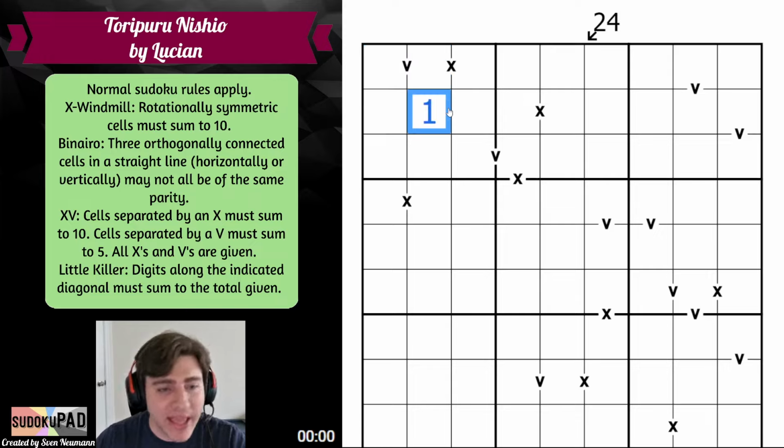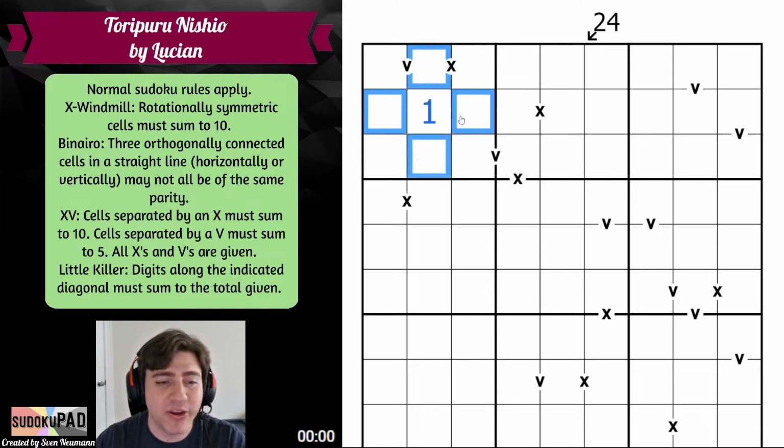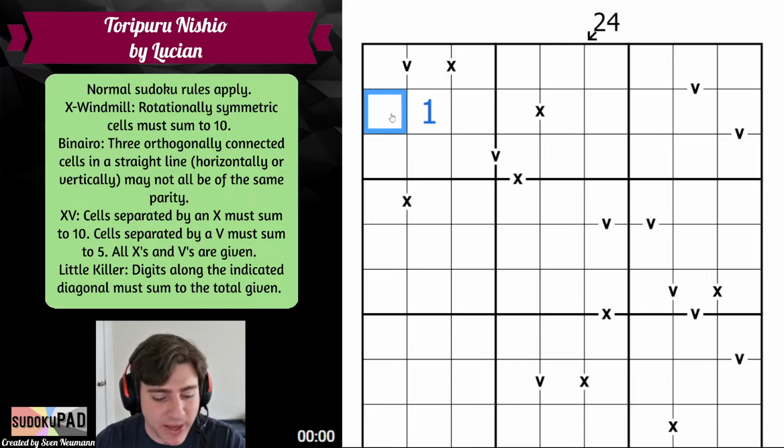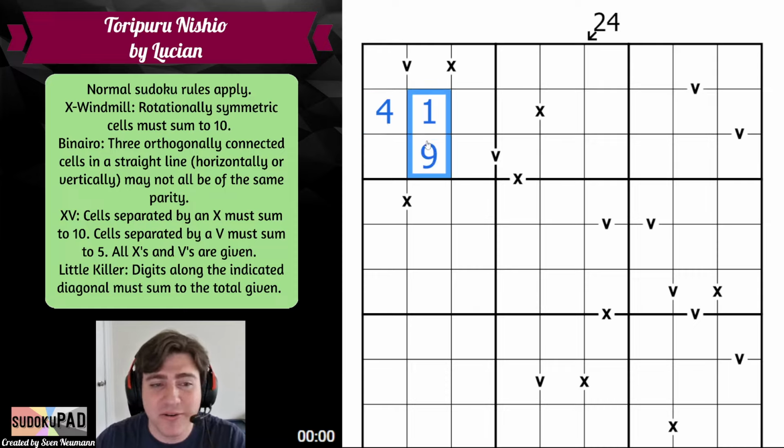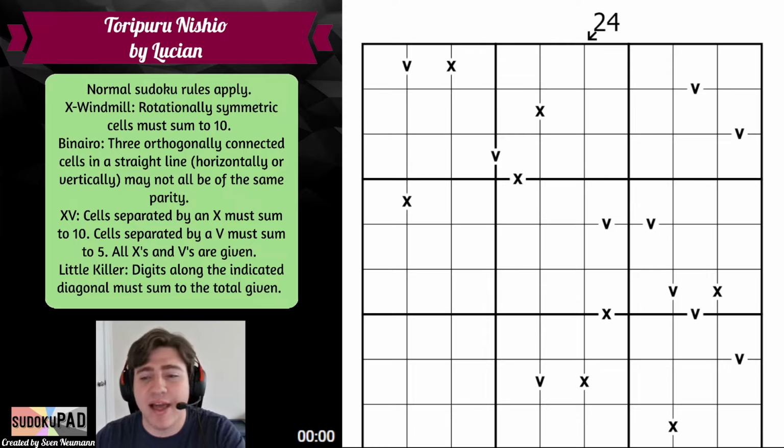However, if we were to place 1 here, we would immediately know that 4 and 9 couldn't go in any of the orthogonally connected cells to the 1. That's because by placing 4 here, we have now made a pair that sums to 5, but there is no V there. In the same way, if I place a 9 here, there is no X here, but we have a pair that sums to 10, and that is not allowed by our negative constraint.